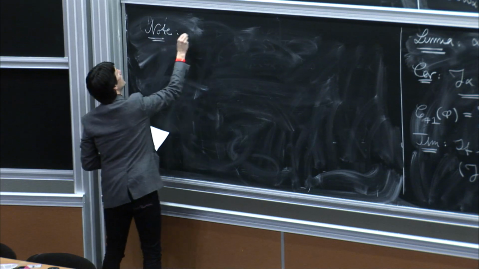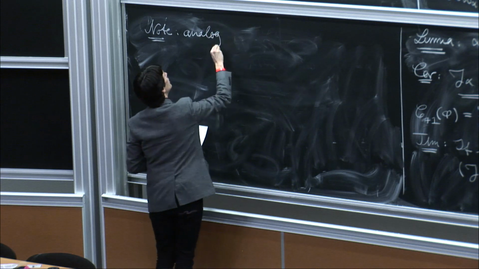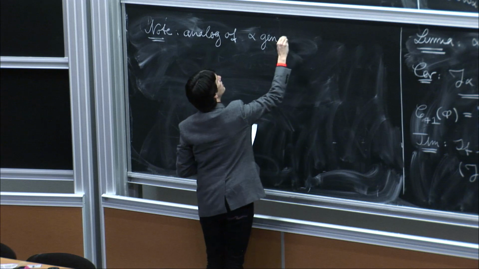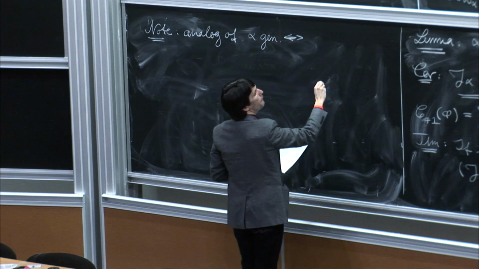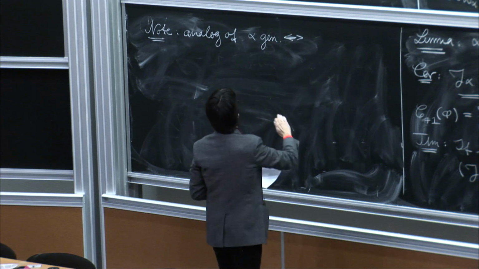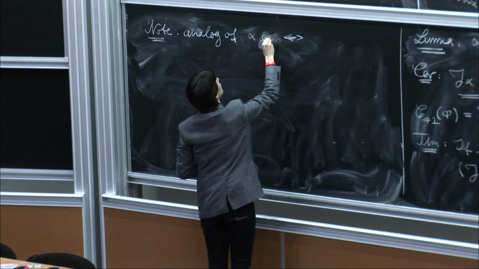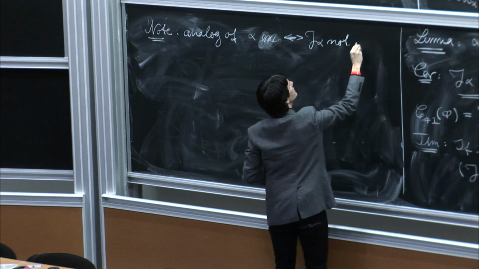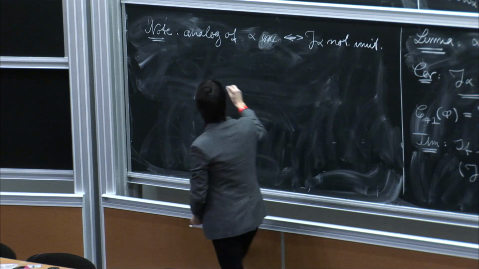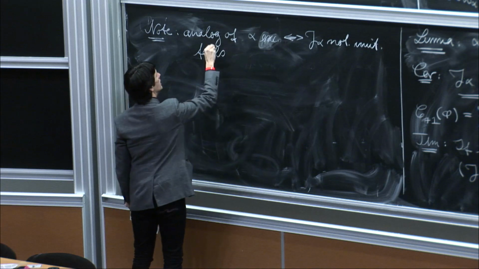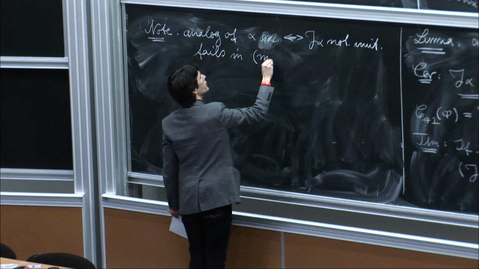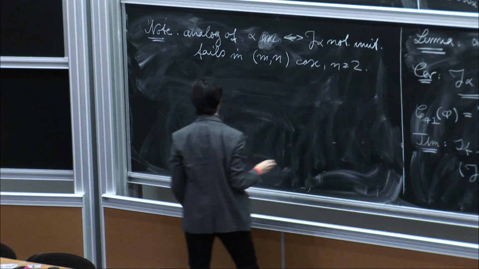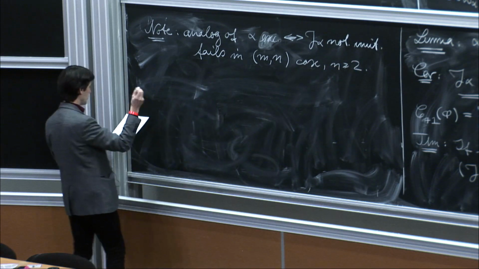So the last thing, the analog of alpha generic, or rather alpha exceptional, J_alpha not unitary, this fails in the degree (m,n) case when n is greater than 2, because we can do this.